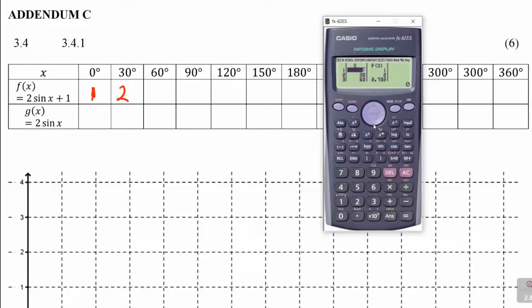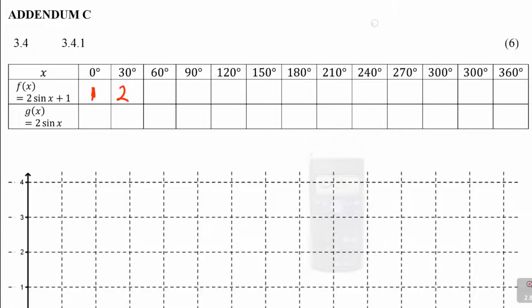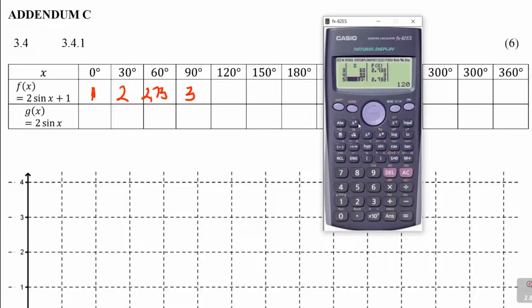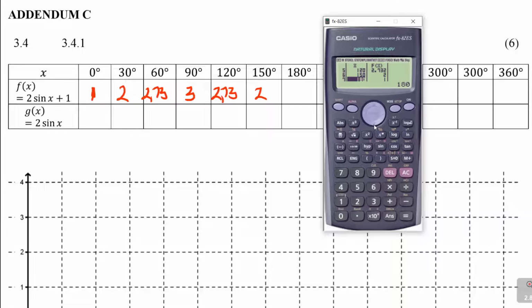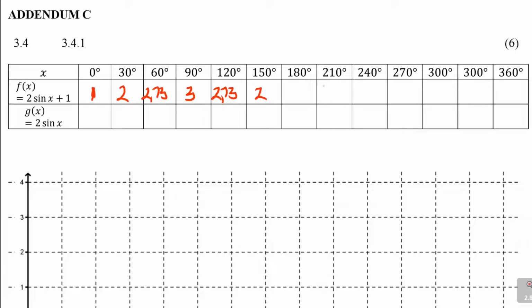Go down. 60 is what? 60 is 2,73. 90 is 3. 2,73 and 3. Continue. And then 120 is 2,73. 150 is 2. Continue. You see, I'm going down. 180 is 1. 210 is 0.